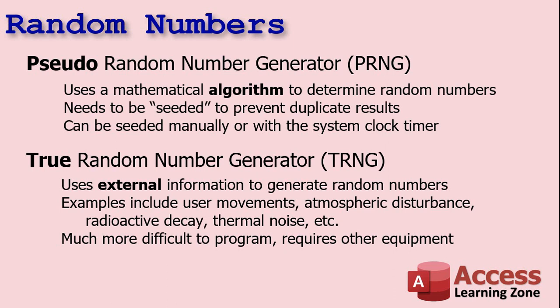This is as opposed to a true random number generator, which generally has to use external information outside of the computer to really generate a random number. These external stimuli can include things like user movements, like how the mouse moves on the screen, which generally is random. Things like atmospheric disturbance, radioactive decay, thermal noise. I've seen true random number generators calculate the actual temperature of the CPU. Things along those lines. Things that you really can't determine with just an algorithm.